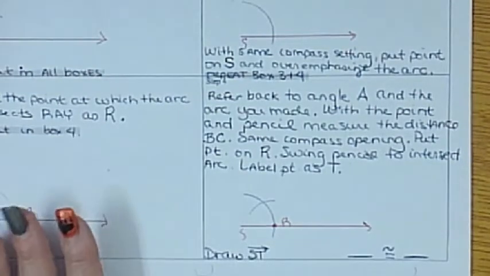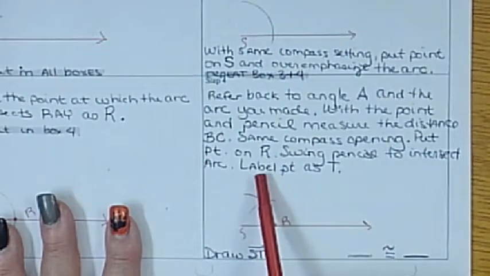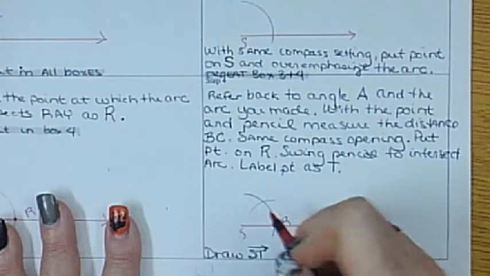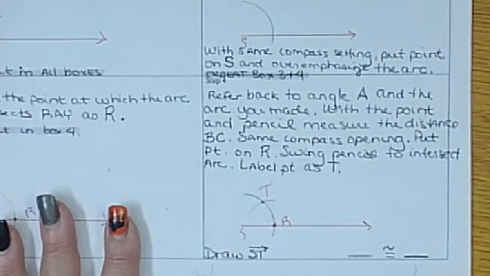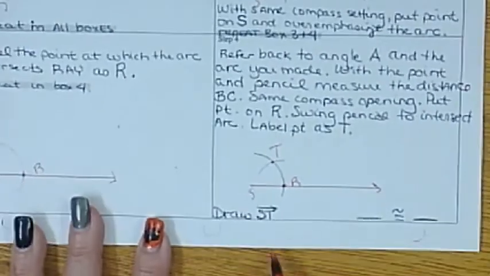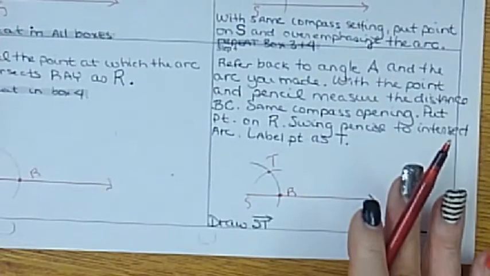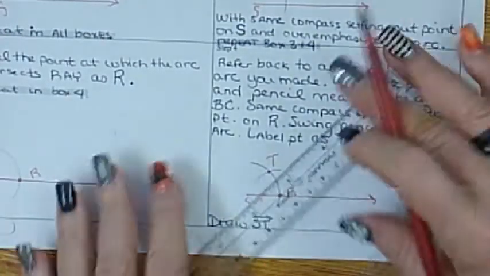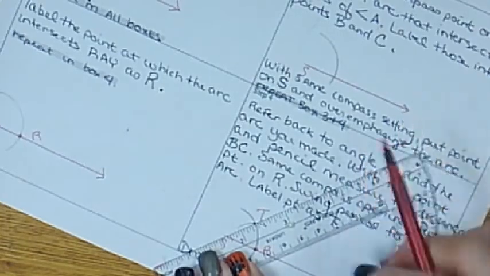Okay. So now it says, we already did that. Swing pencil to intersect the arc, and now we're going to label that point as T. So the point where the 2 arcs intersect each other, we're going to label it as T. And then right down below it says draw ray ST. So we're just creating the other side of our angle. So line up with S, line up with T.